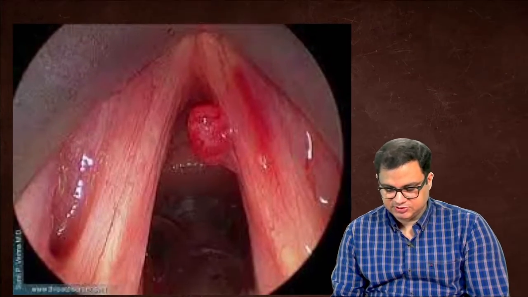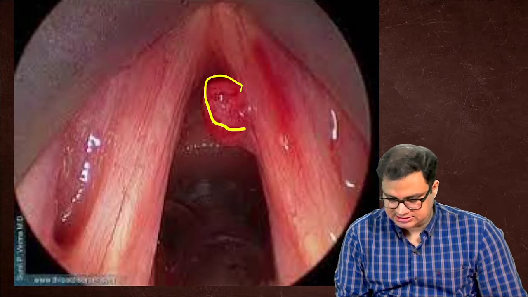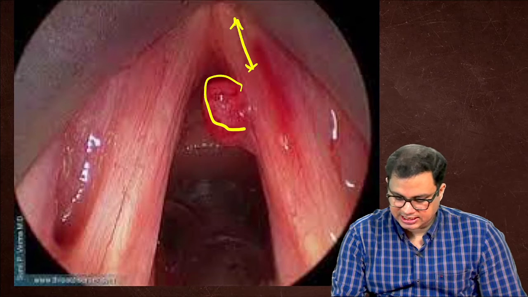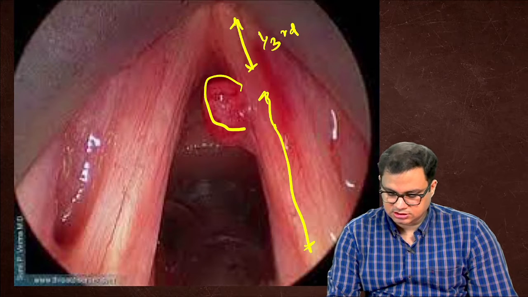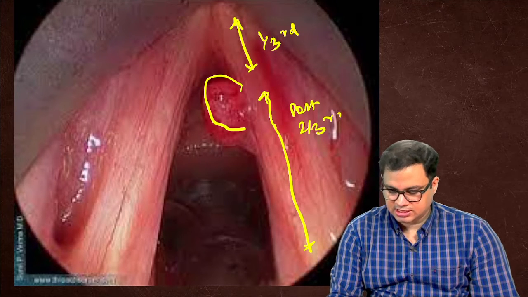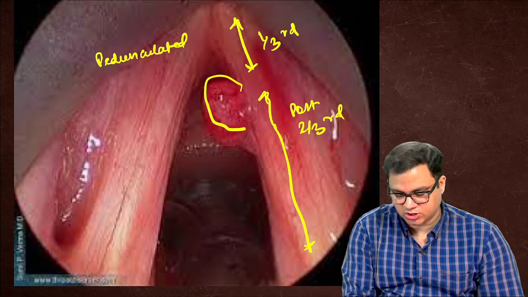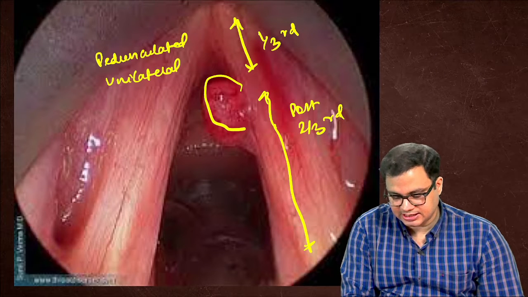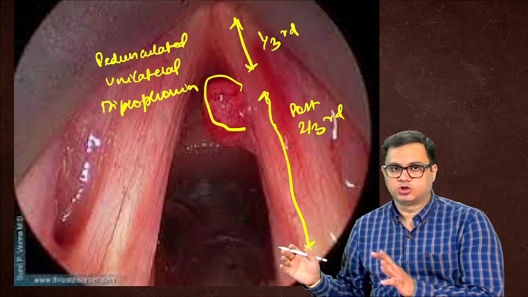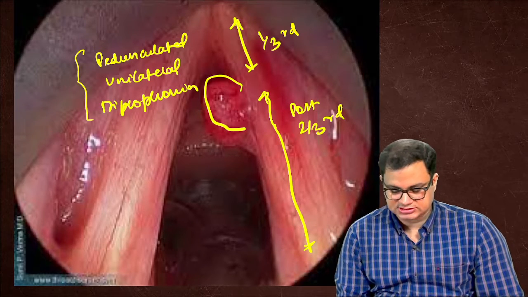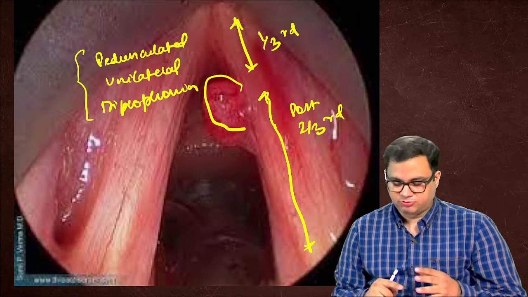Now if you see this image, this is the vocal polyp, and this is occurring at the junction of the anterior 1/3 and the posterior 2/3. And what is the characteristic? That it is pedunculated. It is not sessile, it is pedunculated, it is unilateral, and it causes diplophonia. So the rest is all the same as the vocal nodule, but these are the only three differences: it is pedunculated, it is unilateral, and the patient will have diplophonia.